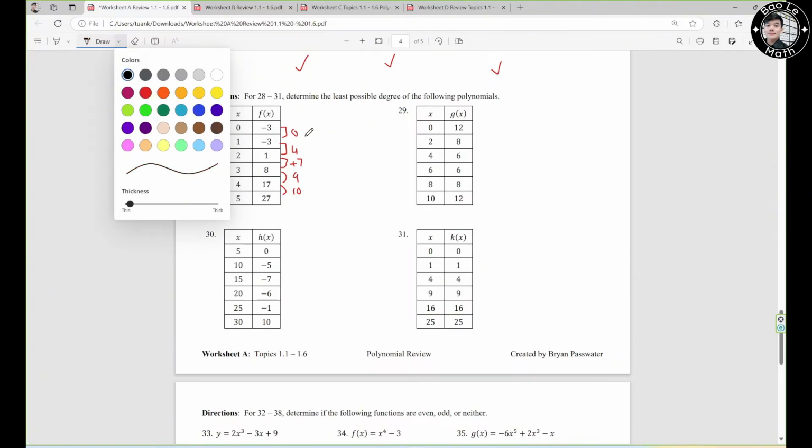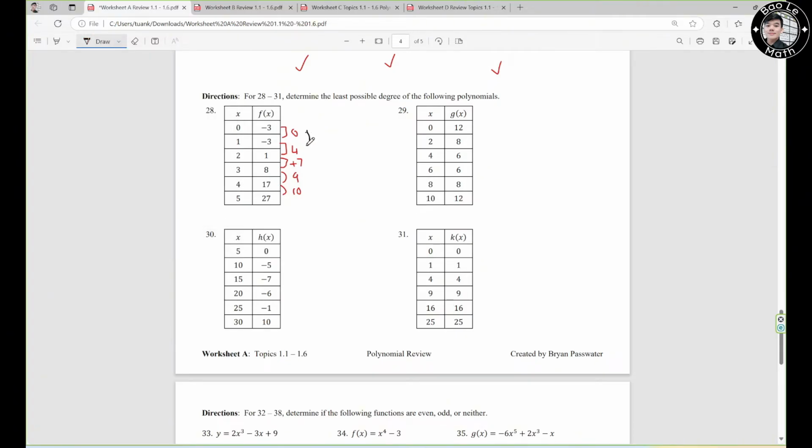Right? So in order to get 4 from 0, I'm going to add 4. This guy, I'm going to add 3. This guy, I'm going to add 2. And this one, I'm going to add 1. They are not the same, right?